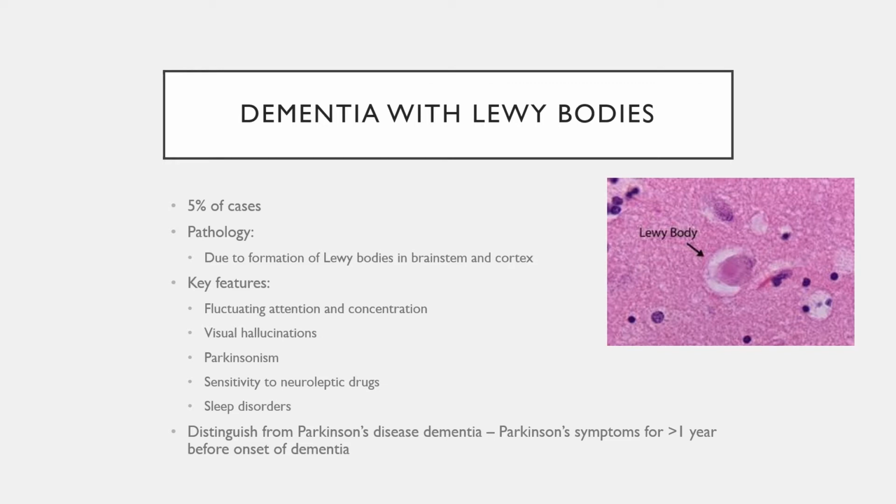The important differential with dementia with Lewy bodies is Parkinson's disease dementia. Typically in Parkinson's, the patient will have the Parkinson's symptoms for at least a year before the dementia begins.